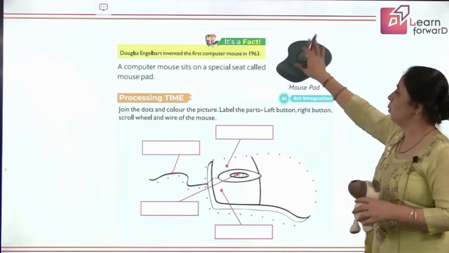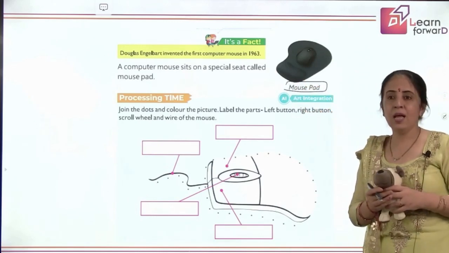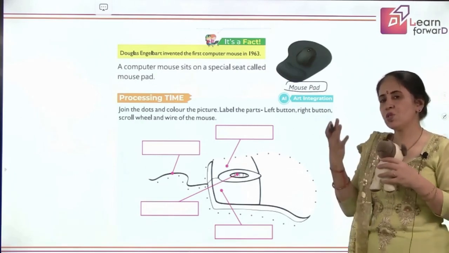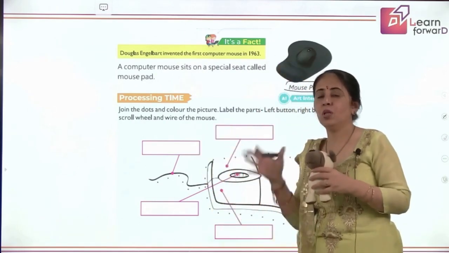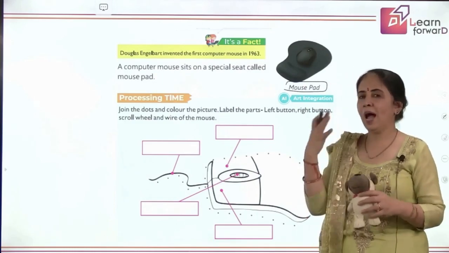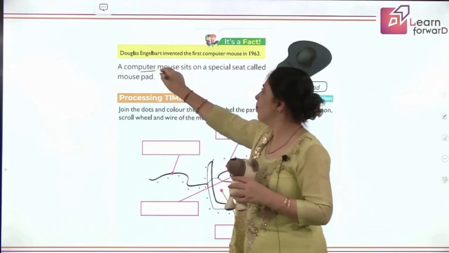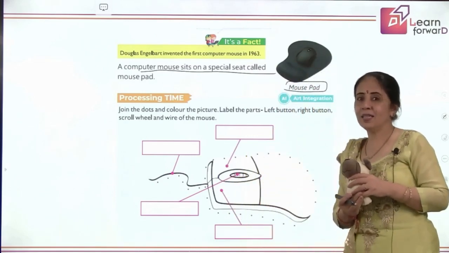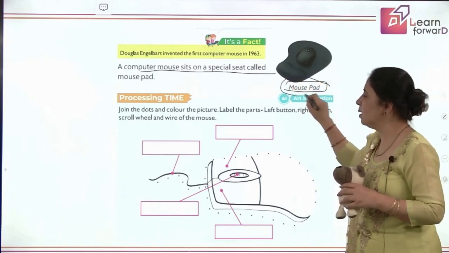We will be using another important thing that is attached to the mouse, and that's called mouse pad. So whenever you start using a mouse, make sure that mouse is placed on the mouse pad. That makes your working more smooth and quick, right? So we say that the computer mouse always sits on a special seat, and that seat is called, what do you call that seat? Yes, we call it a mouse pad.